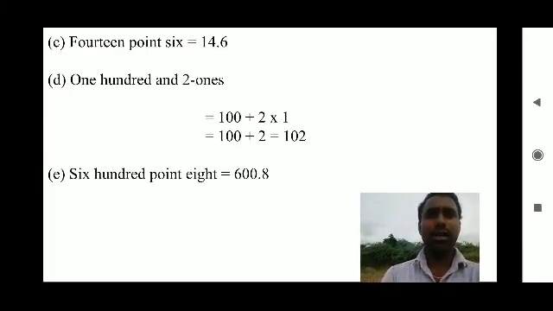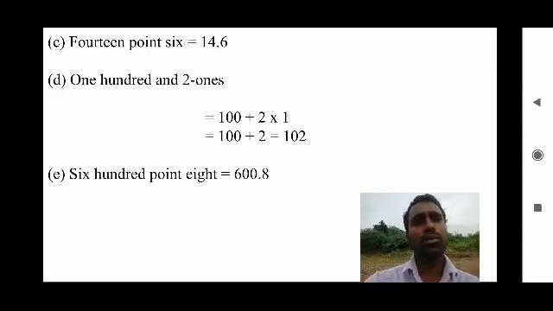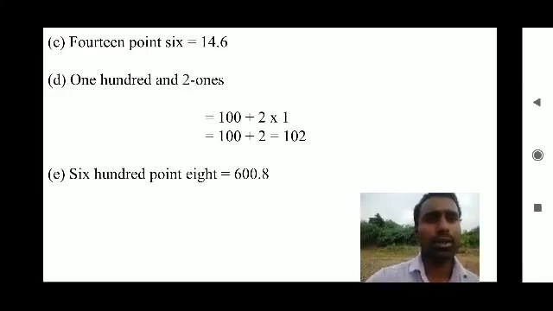102 ones, that means 100. 100 means 1 into 100, 100. And 2 ones means you have to multiply by 1. So how many times ones came? 2 times came. So 2 into 1 is 2. So 100 plus 2, 102. Okay.